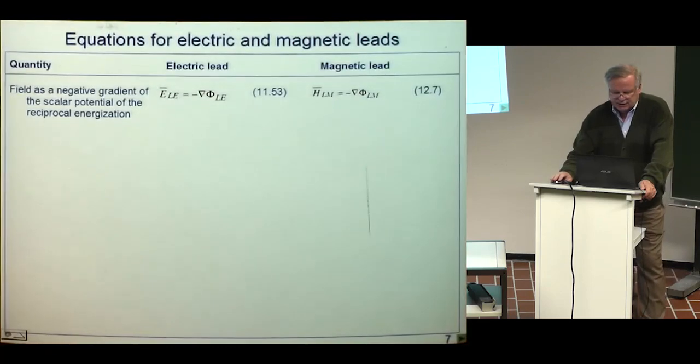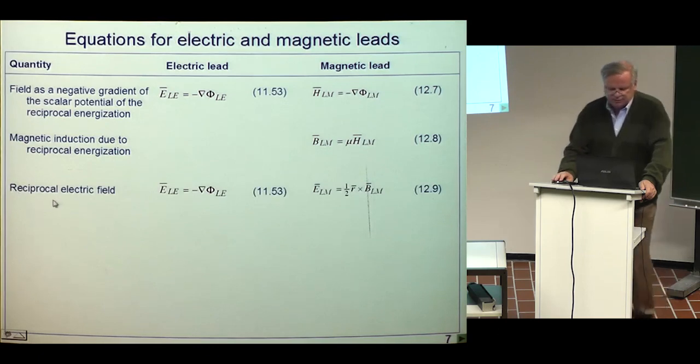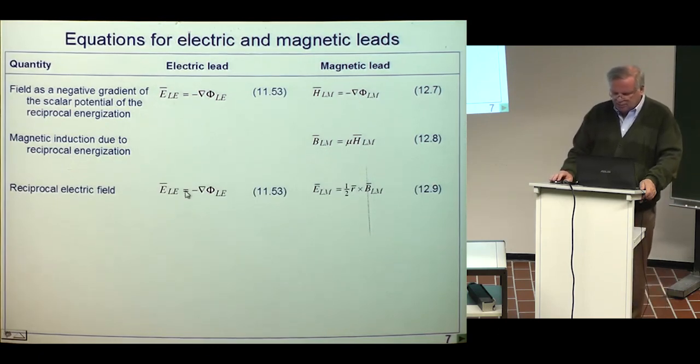I just summarized these equations here. Field as a negative gradient of the scalar potential of the reciprocal energization. Electric lead, the field E sub L E is minus nabla phi sub L E. And similarly in magnetic lead, the reciprocal magnetic field is minus nabla phi sub L M. Magnetic induction due to the reciprocal energization: this equation doesn't exist in the electric case. Magnetic field and magnetic induction is mu times H. The reciprocal electric field in the magnetic case is 1 over 2 R cross B.